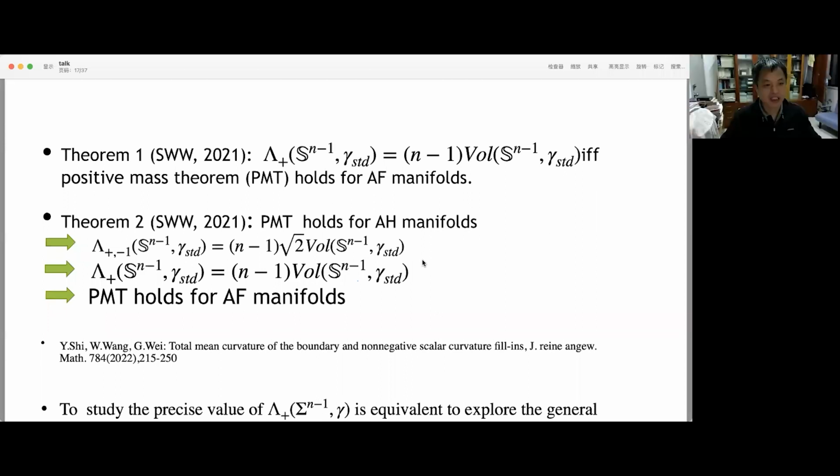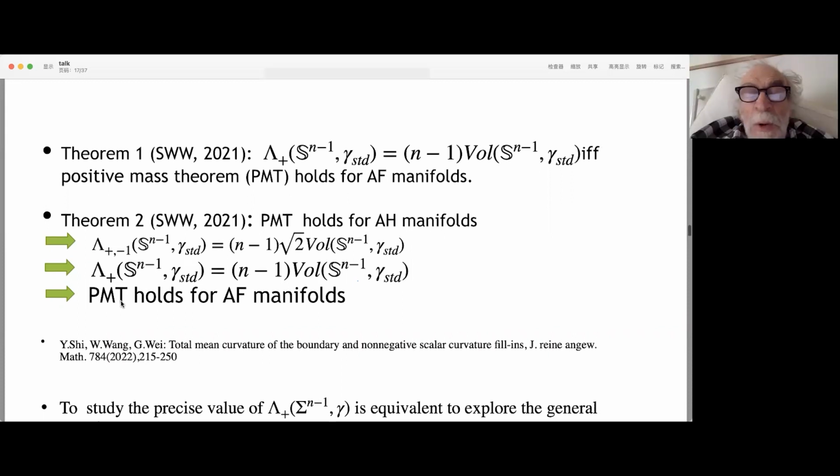Yeah. Okay. Now, my second result is that if the positive mass theorem is true for asymptotically hyperbolic manifolds, then we can get these equalities. And then we get these ones. And then we can show that the positive mass theorem is true for all asymptotically flat manifolds. In one word, the validity of the positive mass theorem on asymptotically hyperbolic manifolds would imply the validity of the positive mass theorem for asymptotically flat manifolds. No, but this is the same issue. Modulo, yeah, it follows. Yeah.